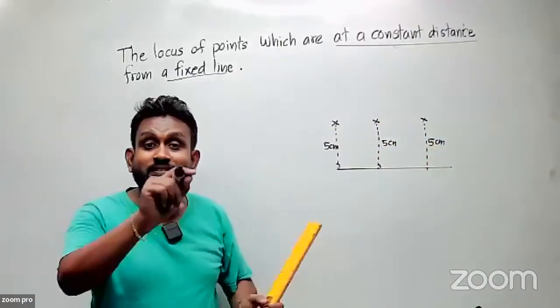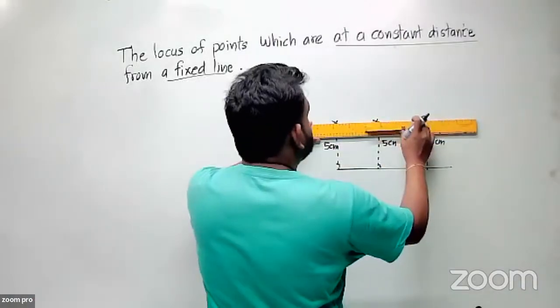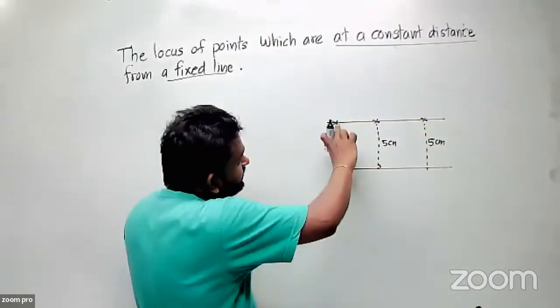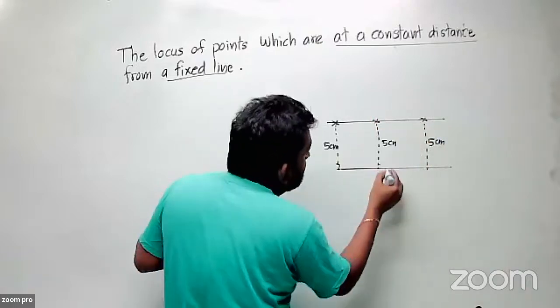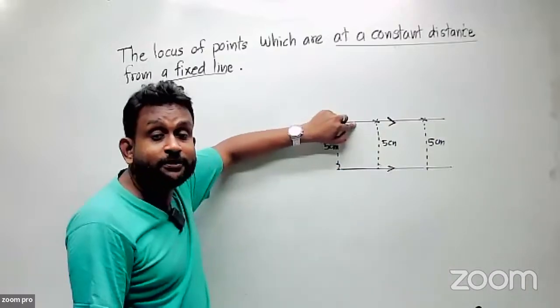When you connect those two different points, then what happened? That gives you a line that is having equidistance to that line, means that is parallel to that line. We call that a parallel line.